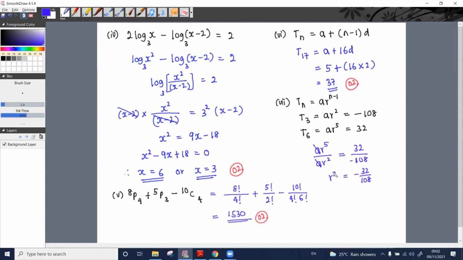Then in order to get rid of this power value, power 3, what can we do? We can apply the third root to both sides. Then the root and the power will get cancelled. So the value of r should be equal to what?